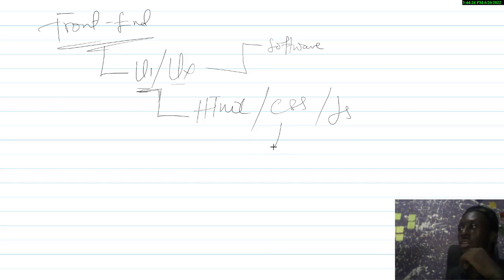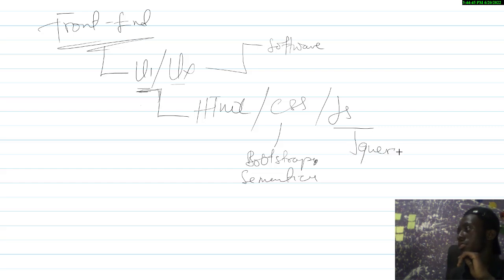So we're making use of frameworks, and we'll be using frameworks and then libraries, like Bootstrap, Semantic UI, etc., right? And then for the JavaScript, we'll make use of jQuery, okay, jQuery. Now these all have versions, right?